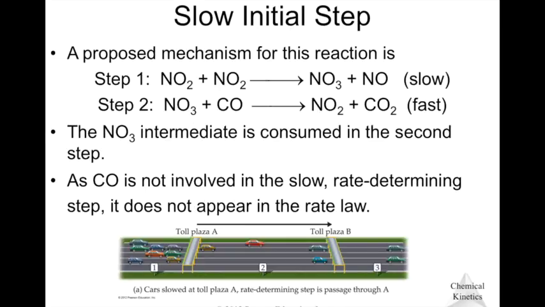Something's happening that's not governing the speed of this reaction. So a proposed mechanism might be this. In step 1, you could have two different NO2 molecules combining to get NO3 and NO, this being our slow step. And then this NO3 would combine with the carbon monoxide to get your NO2 plus your CO2. In this case, we would say that NO3 is an intermediate, right, because it's only showing up in the middle, and it gets totally consumed. That's why it's not showing up in any of your products. And it's not involved in the slow step, so it's not going to appear in the rate law. And this slow step does jibe exactly with the experimental rate law, which was k[NO2]^2.